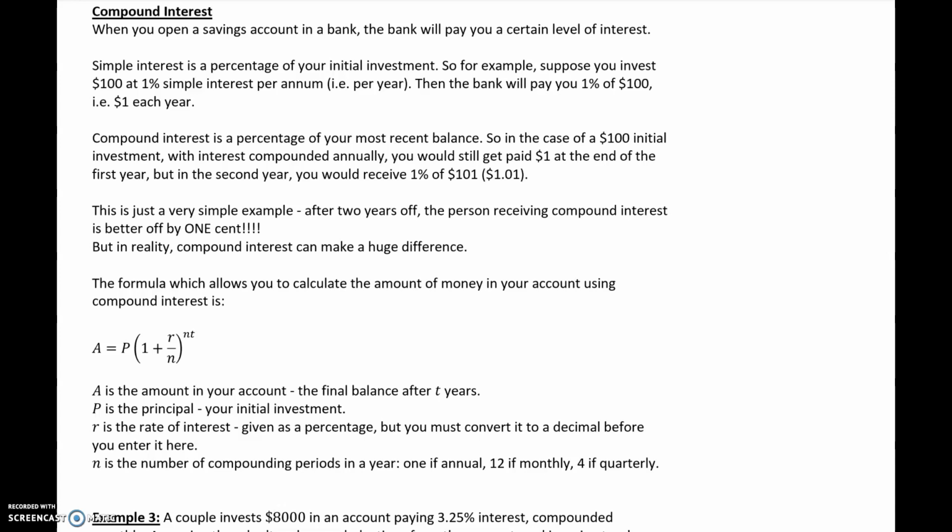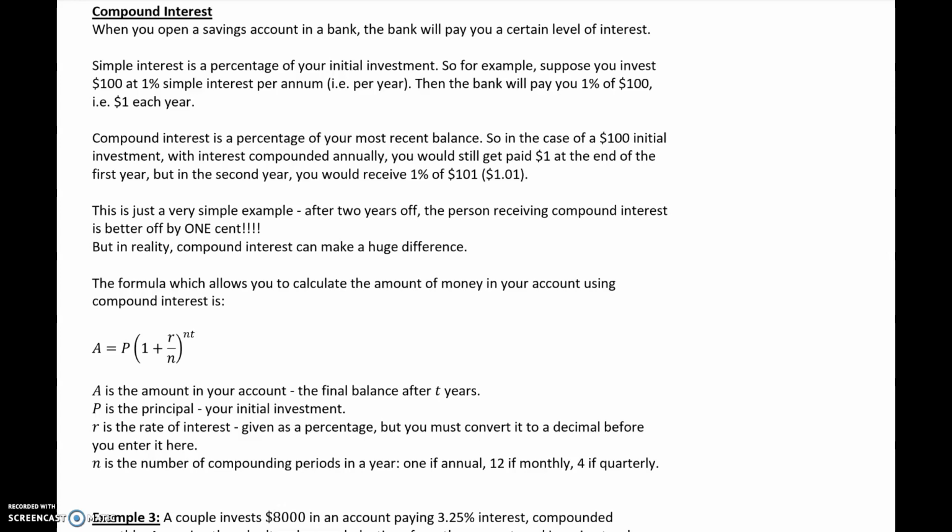Well, when you open a savings account in a bank, the bank pays you a certain level of interest. So this is good news. If you put money into the bank, they give you some interest back. Now, if they give you simple interest, well, simple interest is a percentage of what you put in initially. Okay, so simple interest depends on what you put in at the start. That was called your principal.